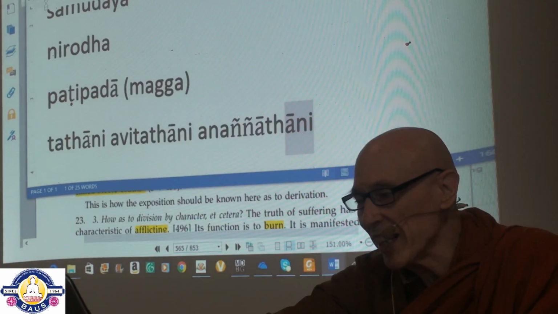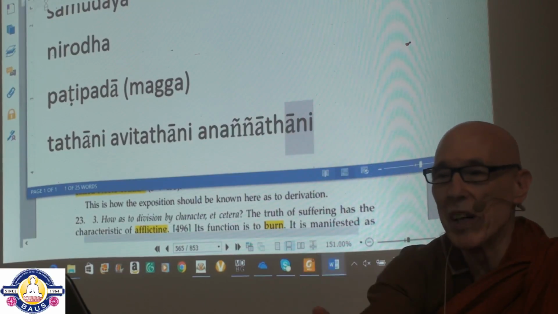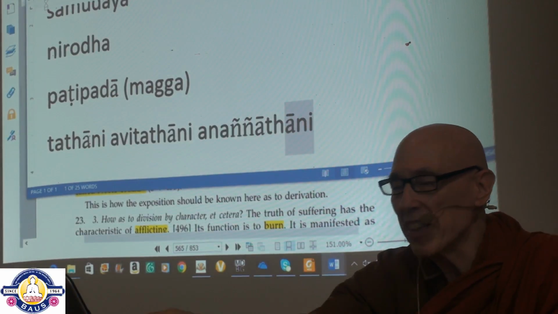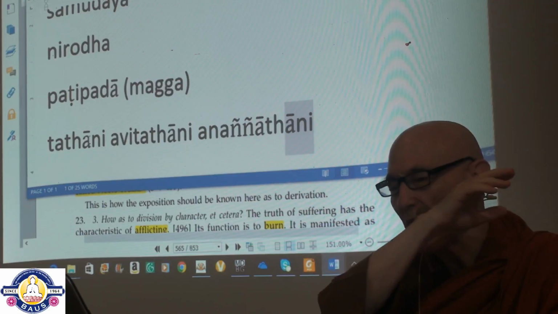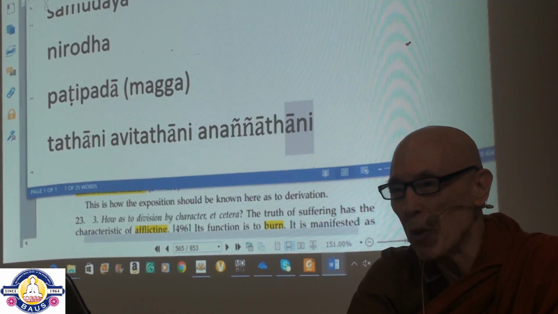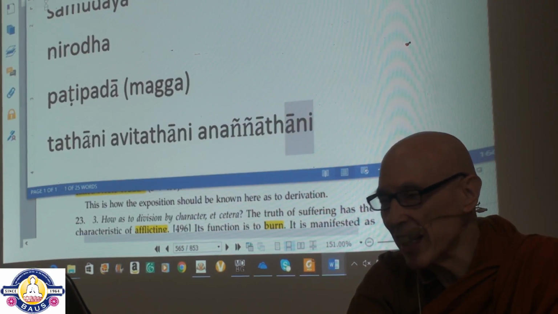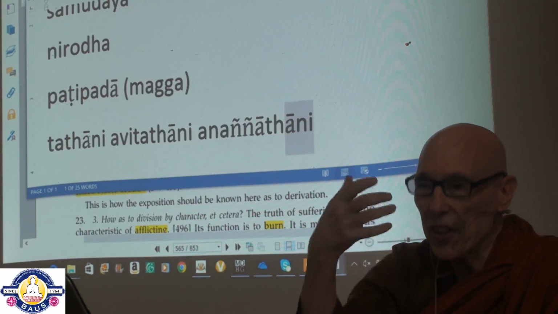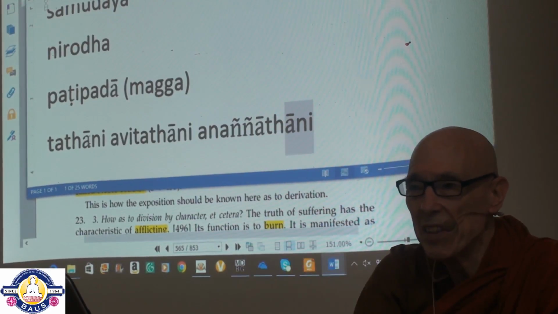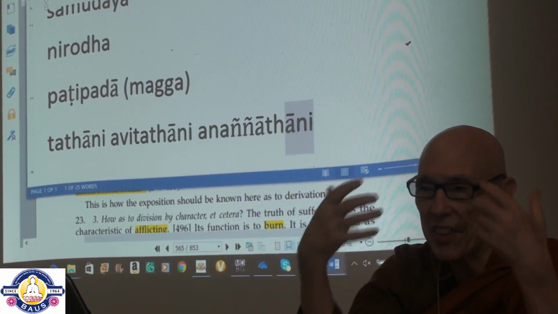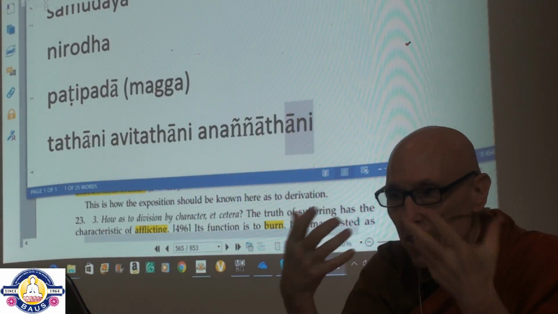And then avitatani is just a double negation of that. So vitatani is something which is not the way it is. And avitatani is not the way it is not. So maybe you could say that's the way it really is, just to put it more positively. And then ananyatani means not other than the way it is, not other than the truth, genuine, undistorted, unfiltered truth.